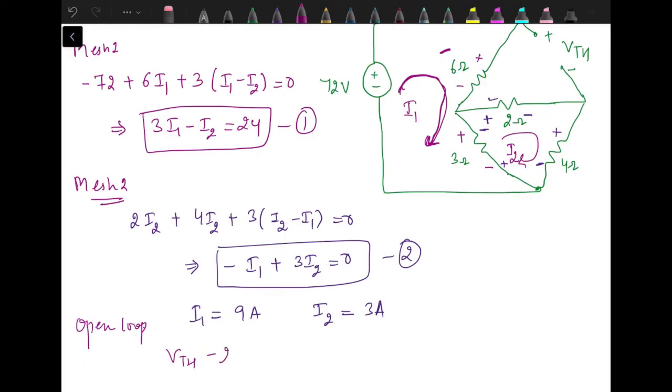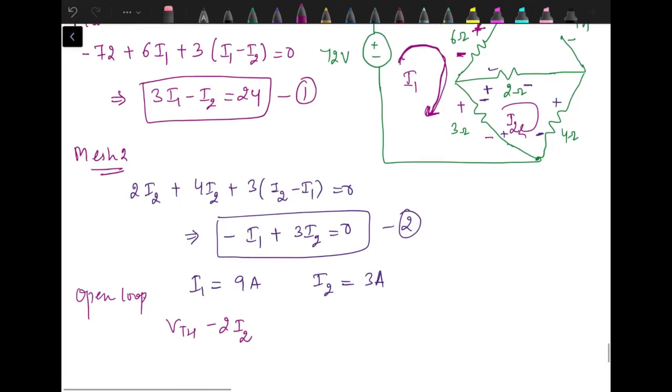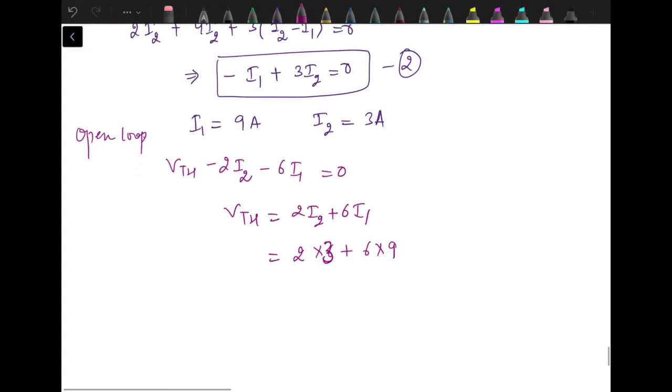So it will be minus 2I2. Similarly, again for the 6 ohm, only current I1 is flowing. We had already marked the polarity as per that current direction. So it will be minus 6I1 equal to 0, or VTH will be equal to 2I2 plus 6I1. I2 is 3, I1 is 9. So VTH is actually 60 volt. 6 plus 54, it's 60.